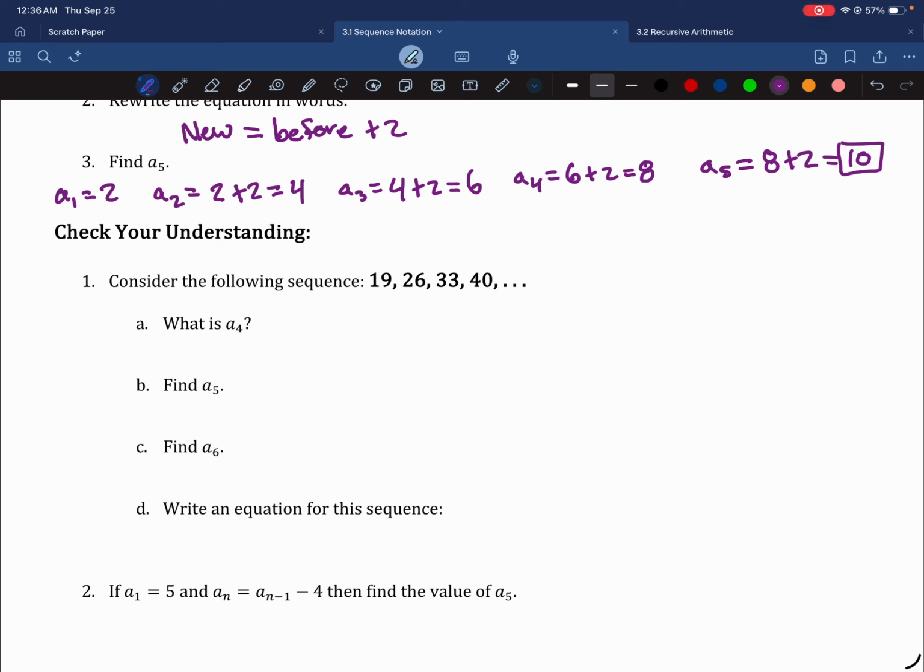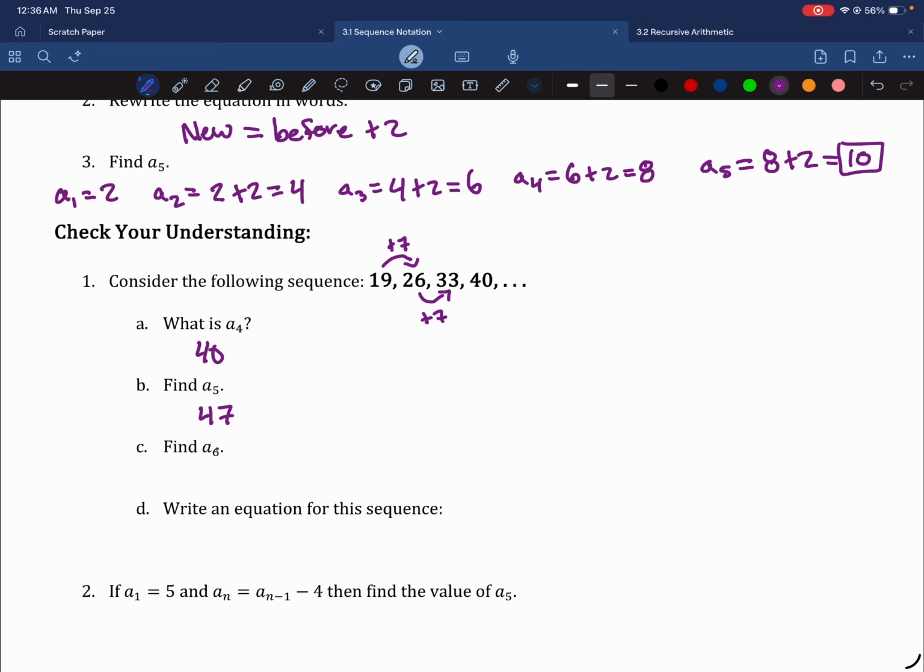All right. So on the check your understanding, we can go through this pretty quickly. So the first one, what is a sub 4? Well, I've got the first term, second term, third term, fourth term. So a sub 4 is 40. Now I need to find the next term, a sub 5. Well, let's find the pattern here. How did I go from 19 to 26? Well, I added 7. And then likewise, you add 7. So my pattern is add 7. So if I'm trying to find the next term after 40, then it would be 47.